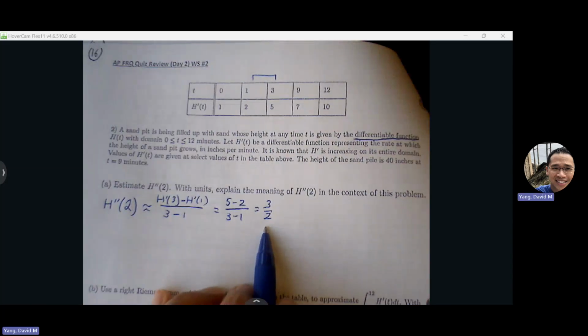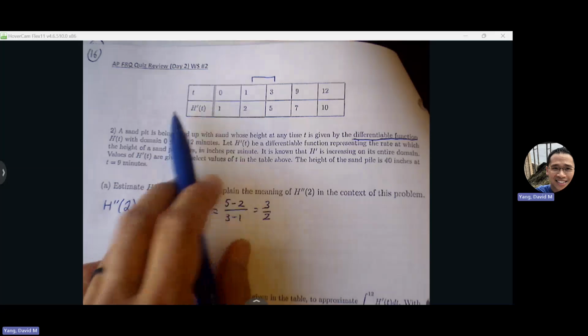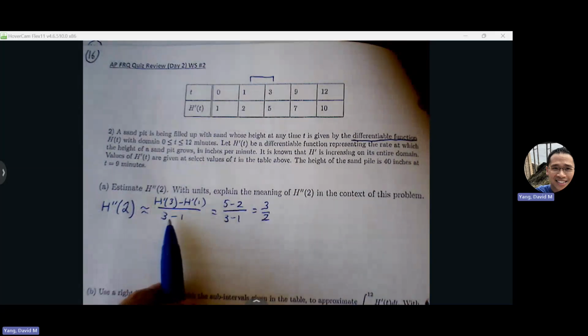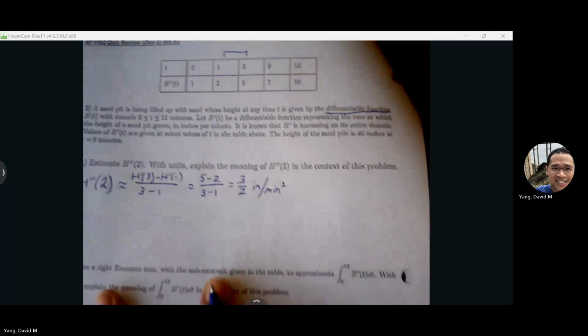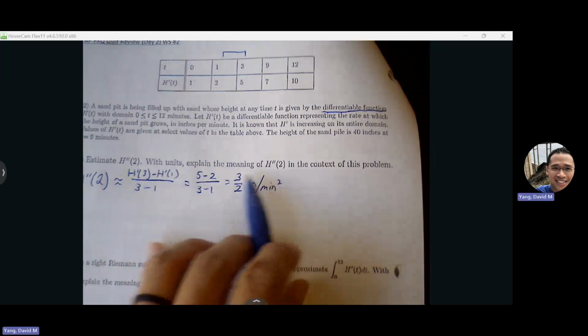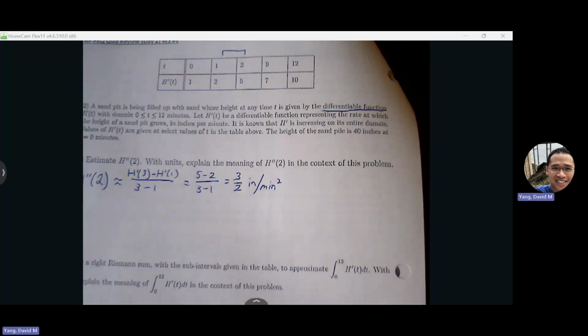And then what's our unit of measure going to be? H prime is already inches per minute, so this will be what? Inches per minute squared. So the way that we want to interpret it is we don't want to say rate of a rate. We don't want to say acceleration. That doesn't fit the context.